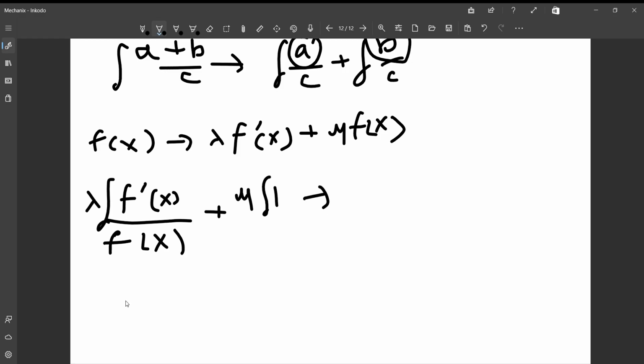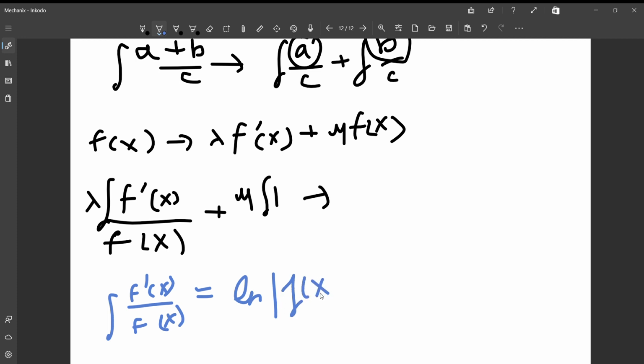So one extremely important formula is that integral of f dash of x by f of x actually equals ln of modulus f of x. So using the similar formula for the first lambda integral, we will get the result quite directly, right?